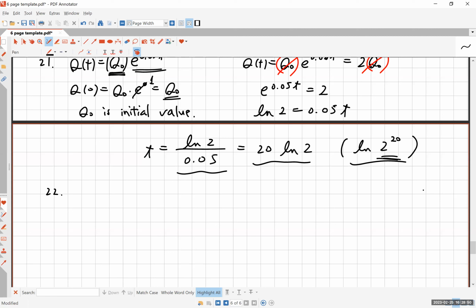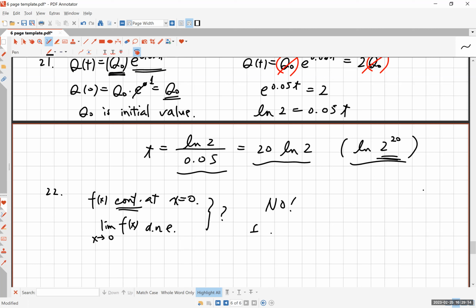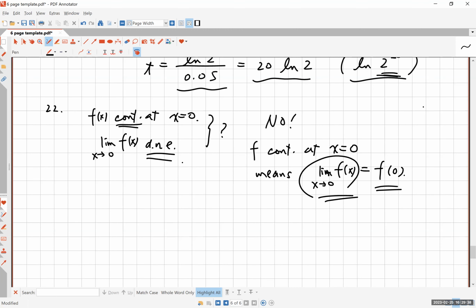All right, number 22. Is it possible for a function f to be continuous at x equals 0, but the limit of f(x) as x approaches 0 does not exist? Is that possible? No, it's not possible. Why? Because for the function to be continuous at x equals 0 means that the limit at 0 has to be equal to f at 0. And so that means this side exists, and they're equal to each other. So the limit must exist. It is impossible for the limit to not exist at a point of continuity. So number 22, it is impossible.